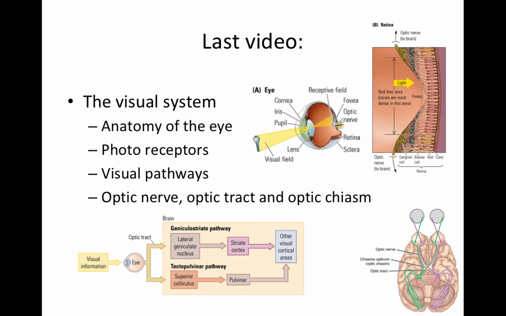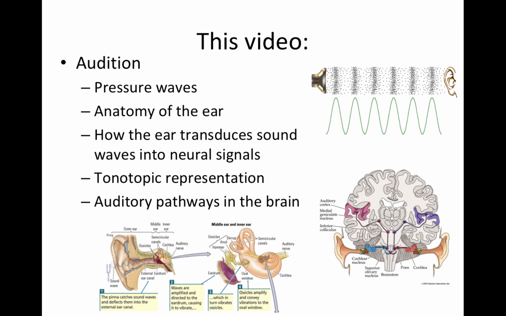So in the last video we talked about everything in the visual system, or the main characteristics at least. We talked about the anatomy of the eye, the sensory receptors in the retina, which we call the photoreceptors, and these are rods and cones. We talked about the optic nerve and the optic chiasm and the optic tract, and then we talked about the two major visual pathways into the brain.